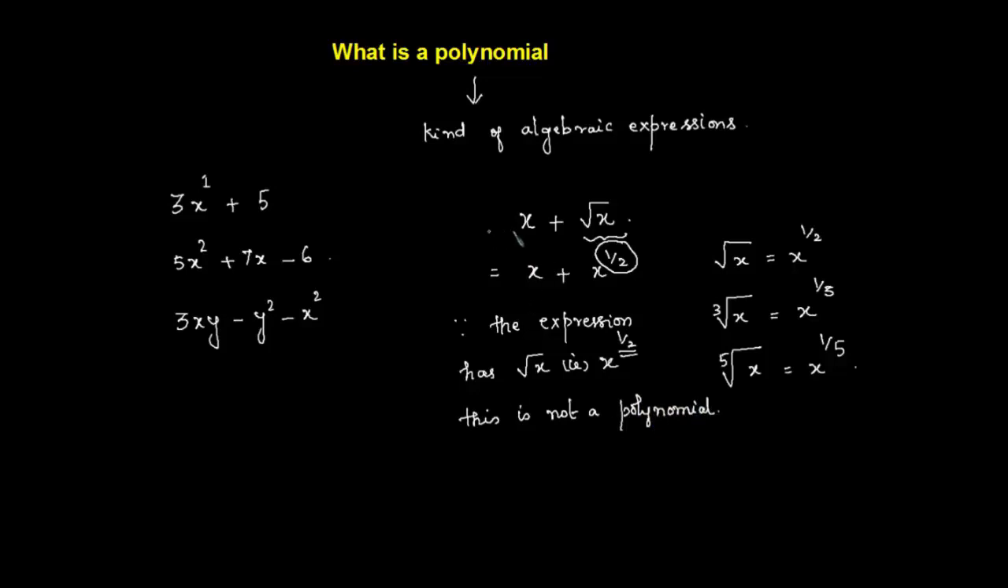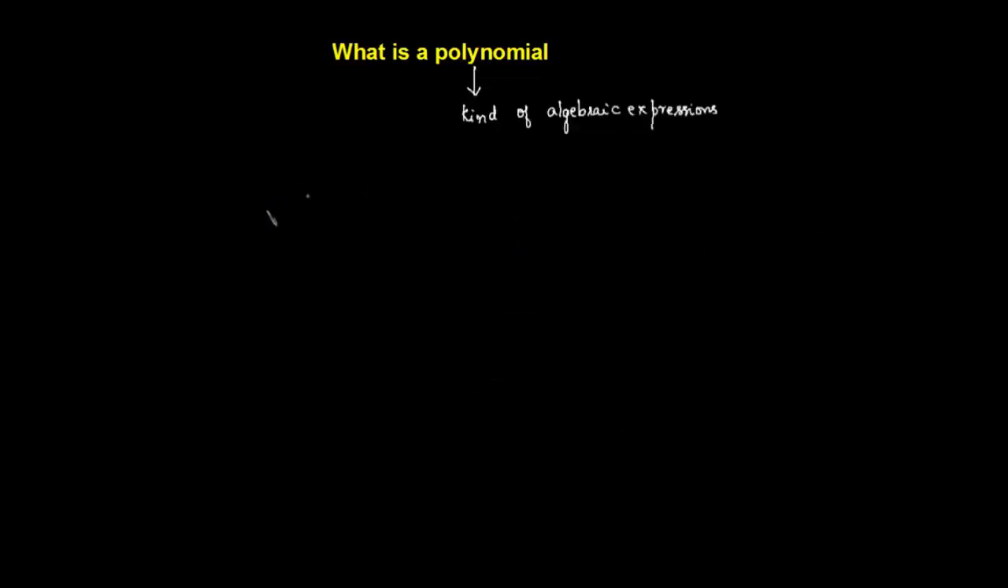Now let us find out if there is any other type of algebraic expression which is not going to be a polynomial. Now we are going to see another example which is an algebraic expression but not a polynomial. So consider 5x square plus 1 by x square.